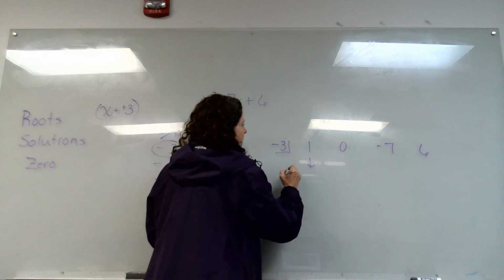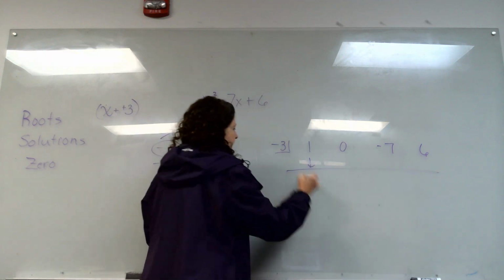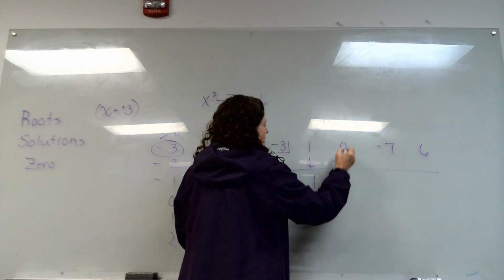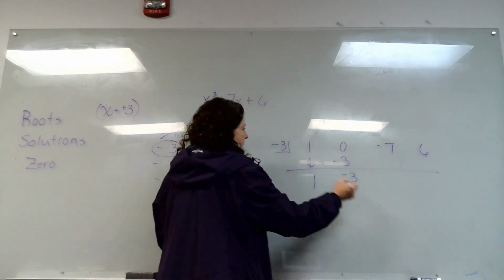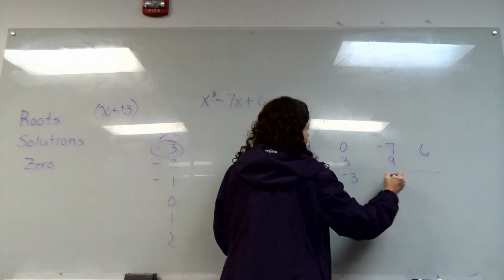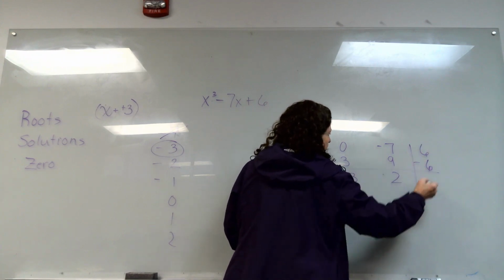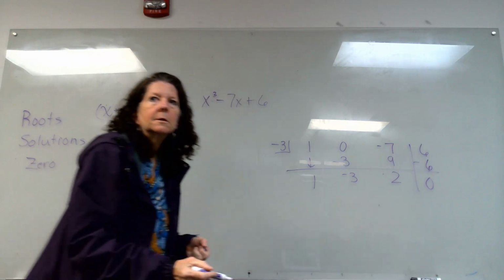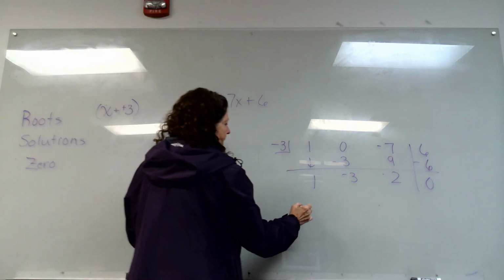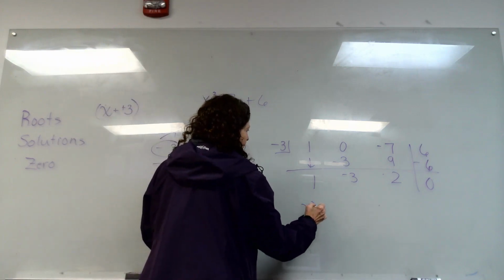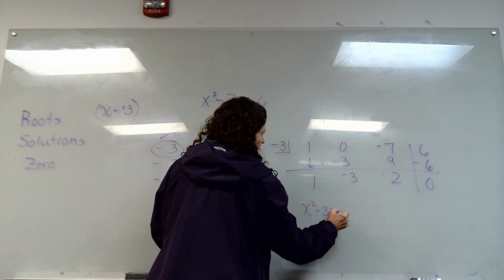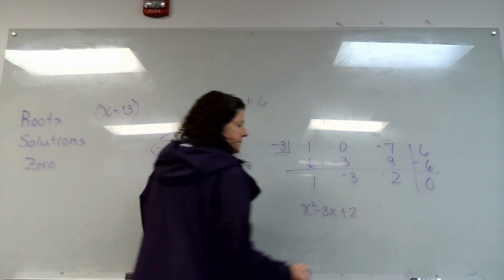All right, I'm going to bring this straight down. I'm going to multiply, place, add, multiply, place, add. And remember, you should get a 0 or you've done something wrong. So then my depressed polynomial is x squared minus 3x plus 2.